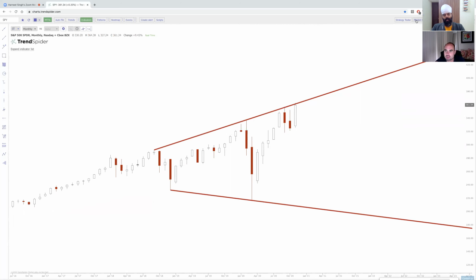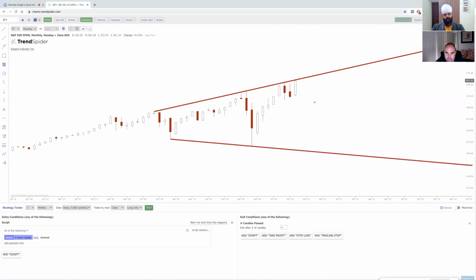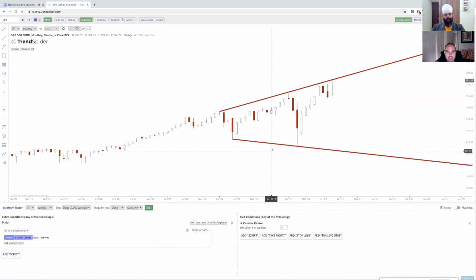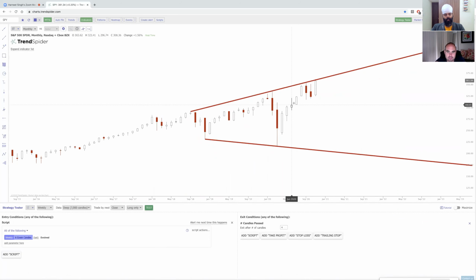What I want to do is turn on the strategy tester and actually see how the market has done after we've had this type of run. So I'll just start this from scratch. I can go to the monthly chart. So we're back testing the monthly candle. Add a parameter, and the condition is the monthly candlestick pattern, 5 green candles in a row.